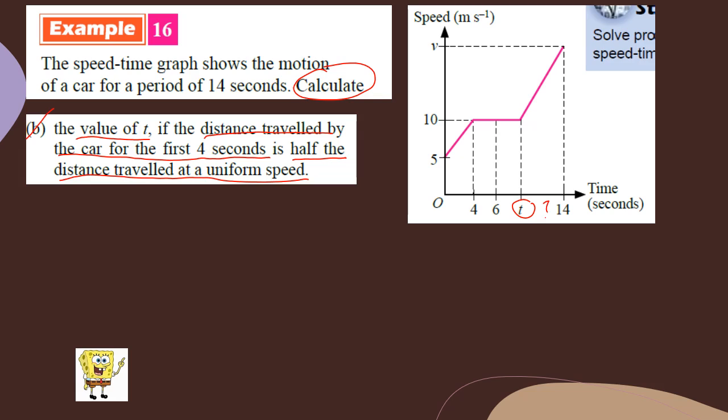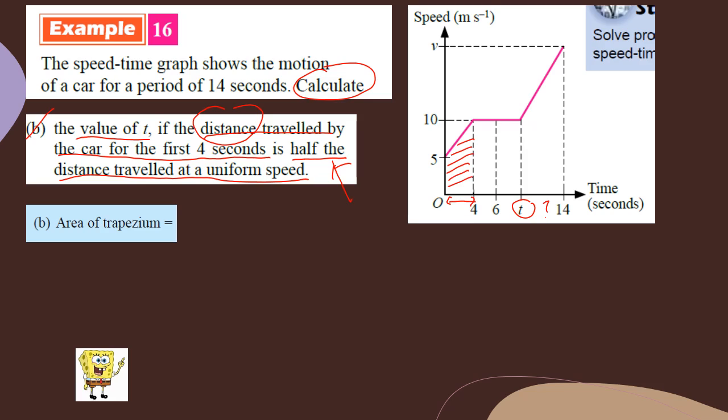So let us take out the information from this question. The distance traveled by the car for the first 6 seconds is this one, and it is a trapezium, so you will just find the area of the trapezium. And then next is half. Half means 1/2 the distance traveled in a uniform speed. So this is very important.